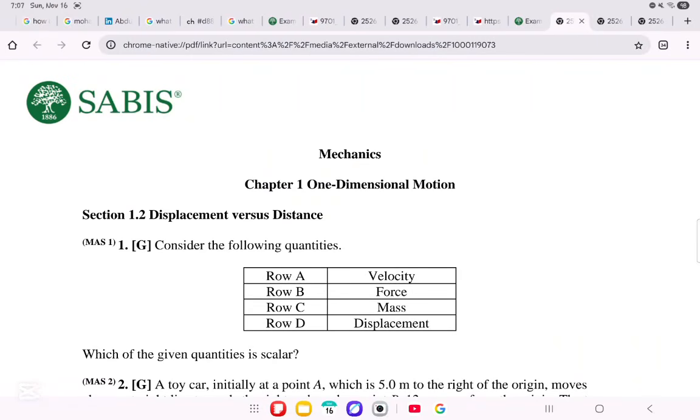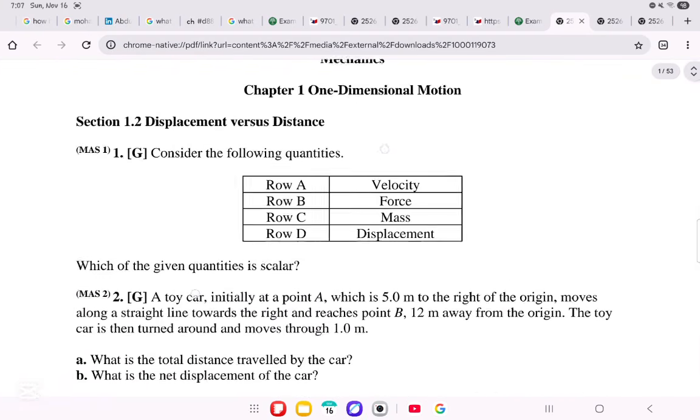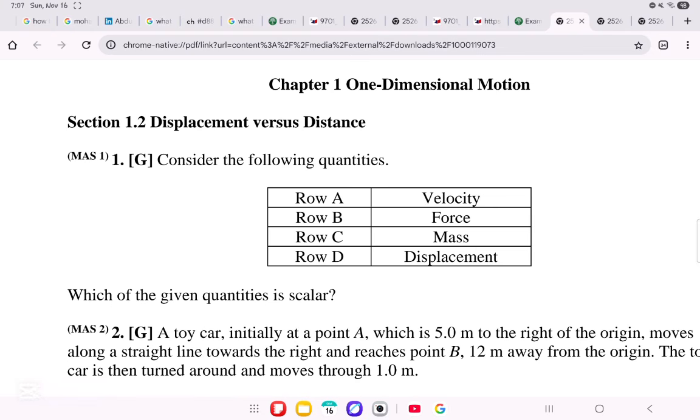So today I'm gonna be explaining chapter 1 of mechanics, which is about one-dimensional motion. We'll get started with the first question. By the way, we only have from 1.1 until 1.12, so 1.13, 1.14, I'm not doing them. You don't have to do them. We only have from 1.2 until 1.12, okay?